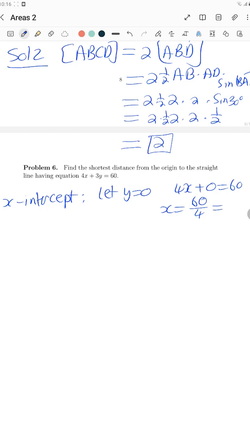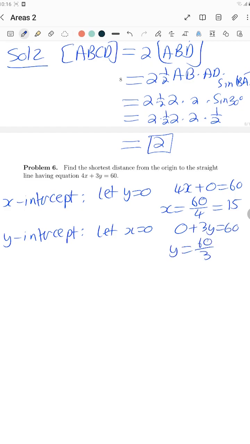To divide by 4, you halve twice. So half of 60 is 30 and half of 30 is 15. So 60 divided by 4 is 15. And now let's calculate the y-intercept. For the y-intercept, we let x equal to 0. So this time around, 4 times 0, which is 0, plus 3y is equal to 60. So y is 60 divided by 3. Again, you don't need a calculator, because 6 divided by 3 is 2. 60 divided by 3 is 20.